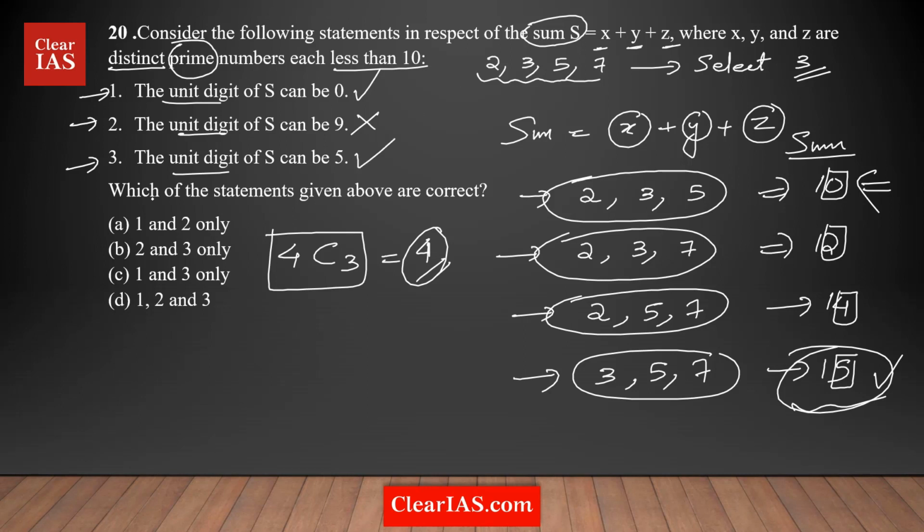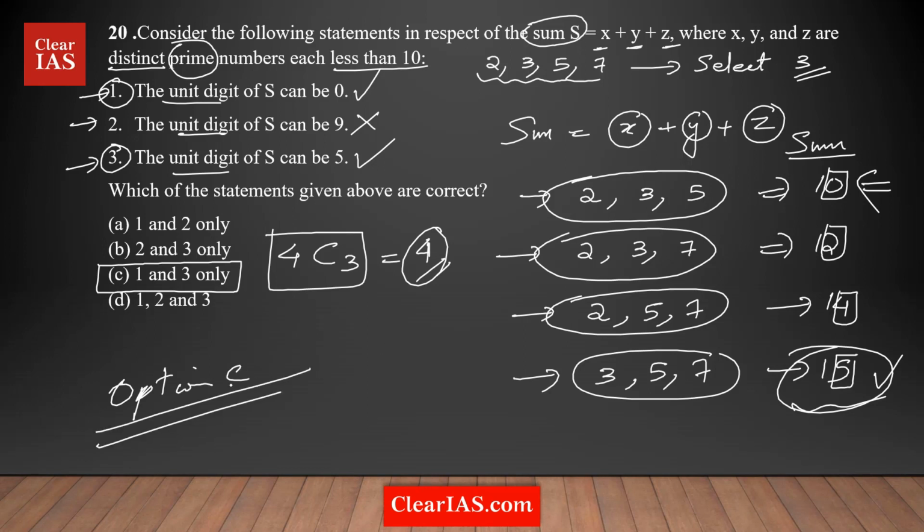So the question is asking which of the following statements above are correct. I can say 1 and 3 are correct. So option C is the right answer. Option C is nothing but 1 and 3. Option C is the right answer for this particular question. So this is an easily doable question. You just need to figure out the different combinations possible out of 4 prime numbers. That's it. And you estimate the possible values of the sum. You eliminate the answer choices accordingly.